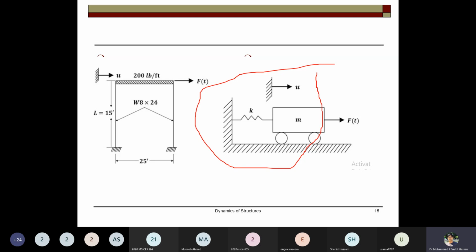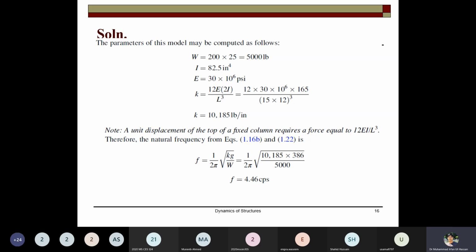So what are the requirements? You have to determine the stiffness of the structure, you have to determine the time period and frequency of the structure, and then you can basically solve this problem. This is not difficult, it is a simple problem.